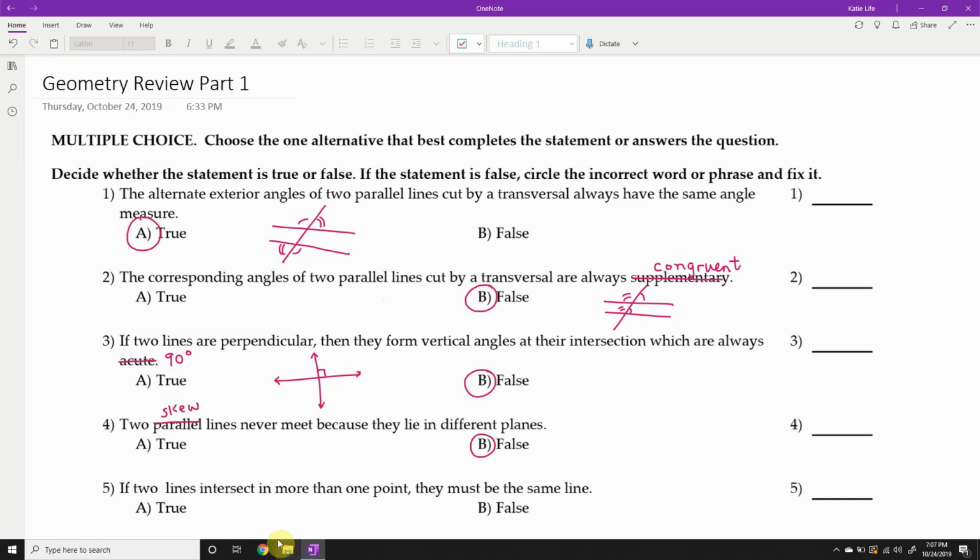All right, number 5. If two lines intersect in more than one point, they must be the same line. Well, that is invariably true, right? You only need 2 points to create a unique line. So if two lines intersect at more than one point, then they both have those same 2 points in it, which makes it the same unique line.